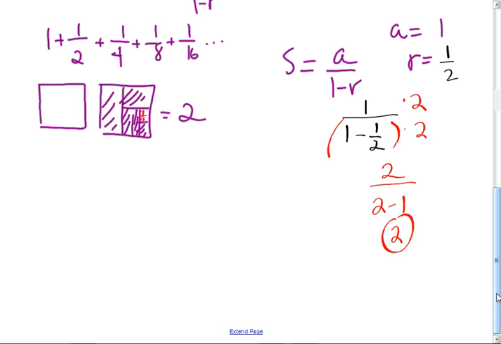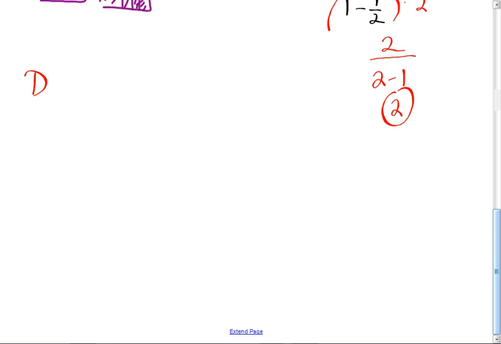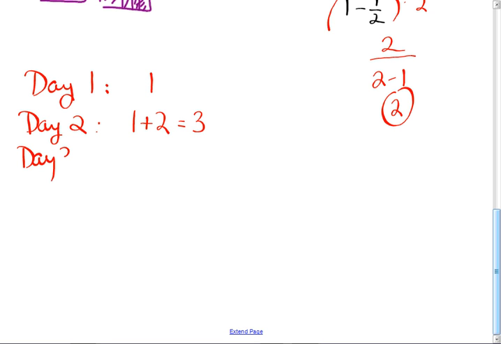So on day 1, write it down. Day 1, you get 1 gift. What about day 2? You get 1 plus 2. Okay, that's the second partial sum. What's day 3? Well, you get a partridge in a pear tree, 2 turtle doves. Is it 3 geese a laying? Right? Okay. Yes.